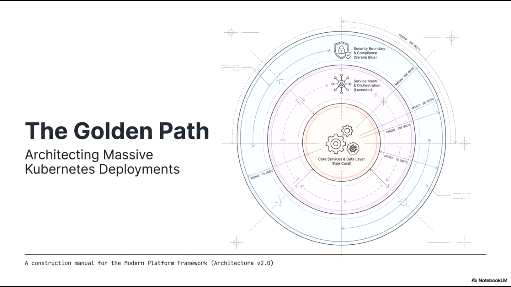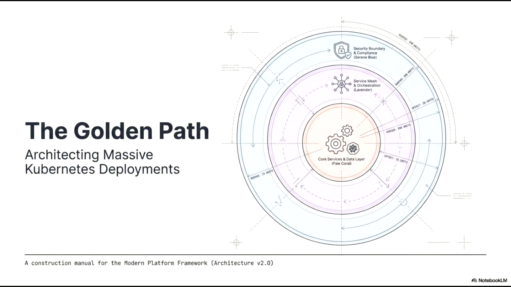As you can see in the diagram, our architectural vision is built on three foundational concentric layers. At the very center, highlighted in pale coral, we have the core services and data layer. This is the heart of the system, where your essential applications and data repositories live.